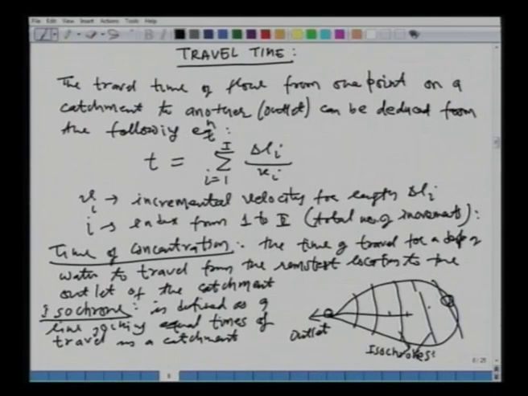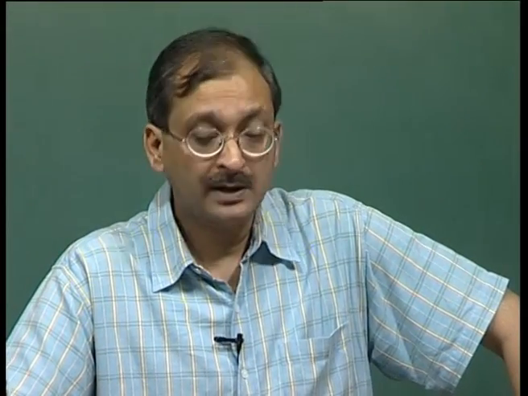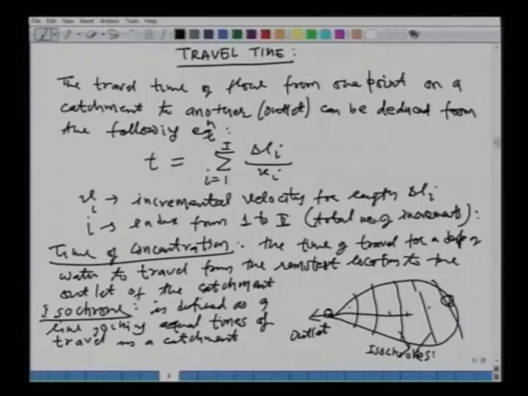The concept of these isochrones is extremely important. Why? Because the area between these two lines, or this inter-isochronal area, is an important concept. What we do is assume that this whole area takes about 1 hour to reach the outlet, or whatever the time delta t is.